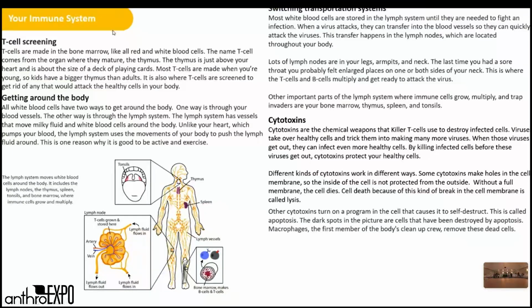This is for T-cell screening. You guys can read this on your own if you'd like, but this is literally where T cells come from and what they do. So a little bit more in depth.